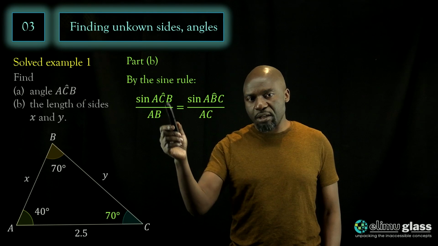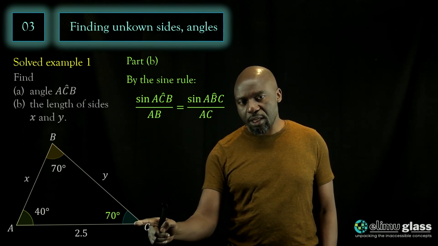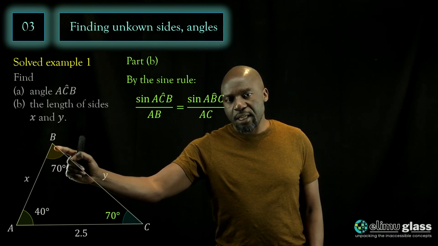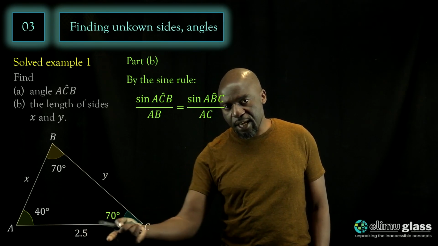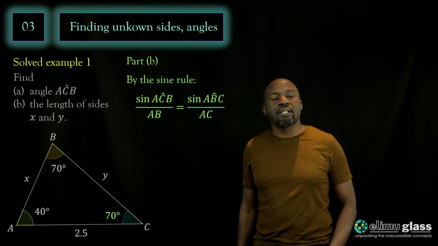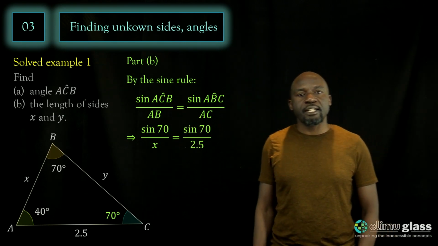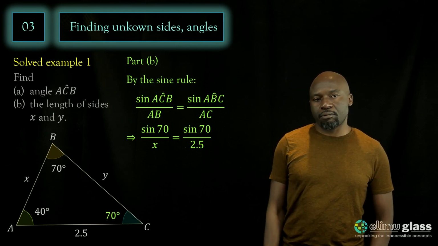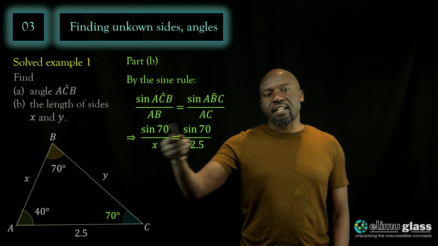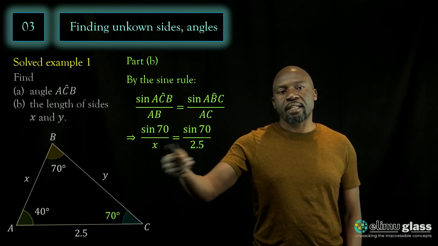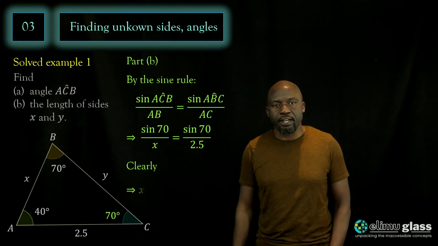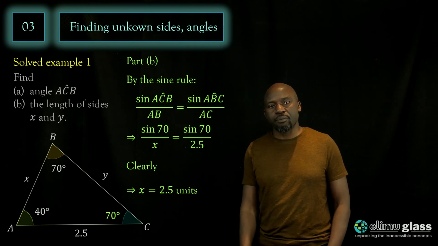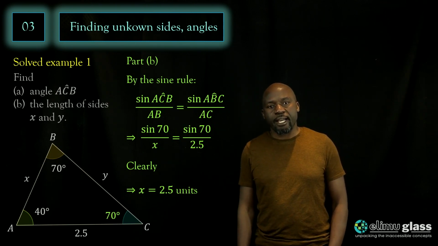So sine of ACB over AB, so ACB is this one, must be equal to sine of ABC over AC there, okay? If we substitute the values that we have, we get sine 70 over x must be equal to sine 70 over 2.5. This should be clear, all right? Sine 70 and sine 70, this already tells me that x has to be 2.5. So I don't need to go any further. x is 2.5 units or centimeters, whatever the triangle length is measured in. That's the length of x.